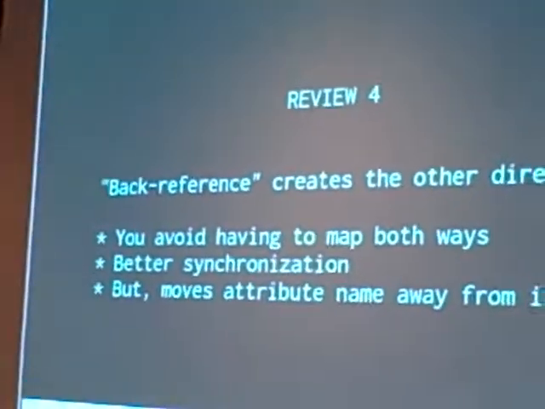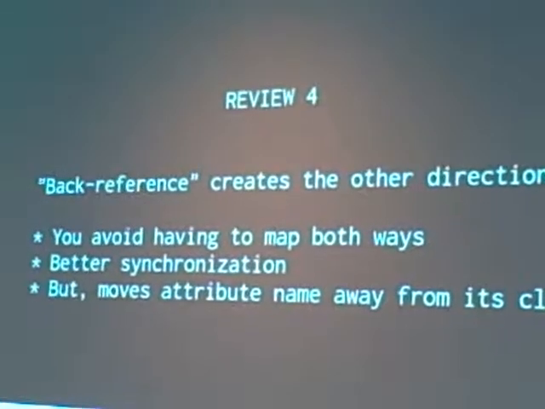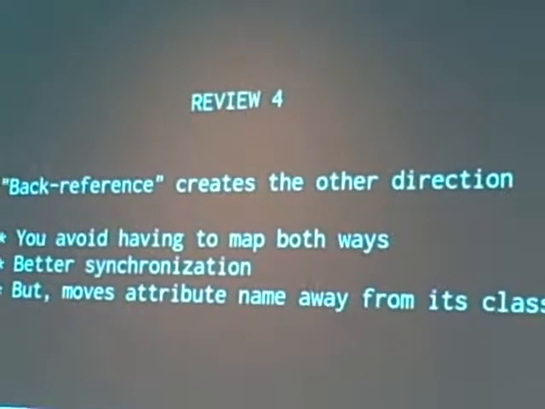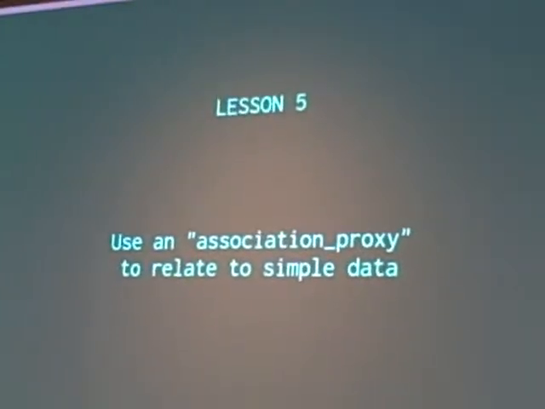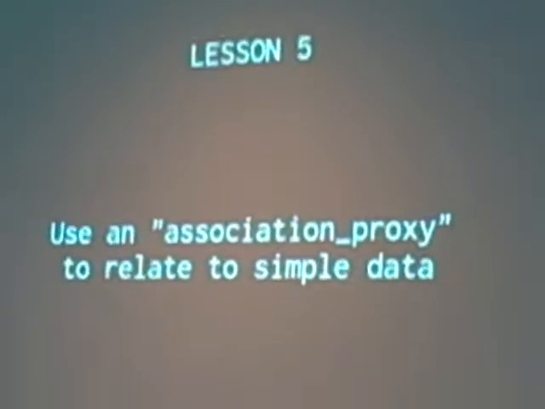So if I want to sit down and document the person class for my fellow programmers and list all the attributes it has, I have to look everywhere in my file that person is mentioned, rather than just being able to look at its mapping. So back references, you don't have to map both ways. It can keep it better synchronized, but it does mean that any place in your code you could be declaring an attribute on one of your classes. We now get to the really fun thing, which is kind of the focus of the presentation.